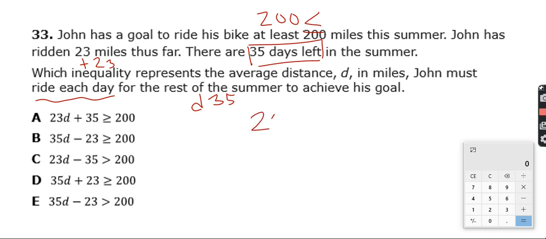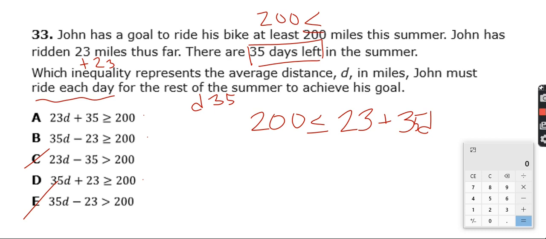So we have 200 is less than or equal to 23 plus 35D. Now, if we look at our answer choices, there is nothing that perfectly matches that. However, we do have all the same values. So at the end, we should have 200 is less than or equal to. So the arrow should be pointing and there should be a line under it. So A will work, B will work, C will not work, D will work, E will not work.